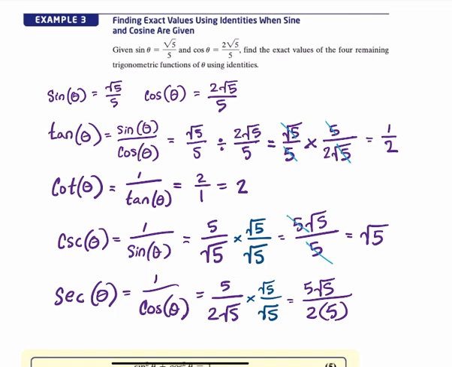And I will go ahead and just cancel these 5's. No need to multiply out the denominator. I would just have to reduce it again. So we're just left with the square root of 5 over 2. So if you're given the sine and the cosine, you can find all the other trigonometric values just using these identities. So that's using our quotient and reciprocal identities.